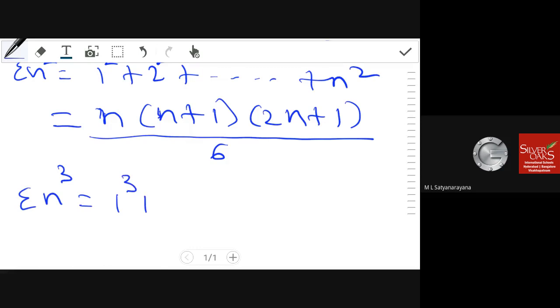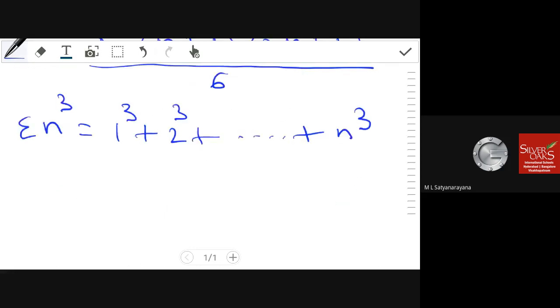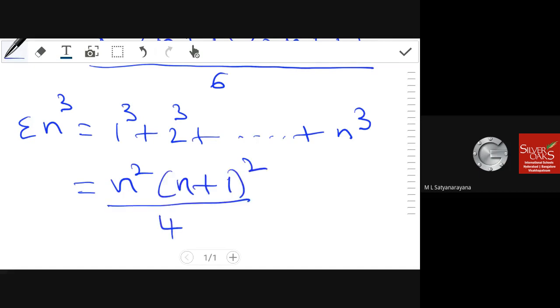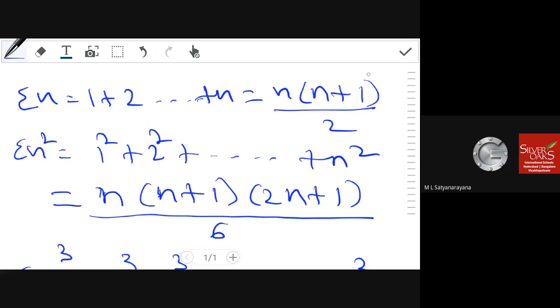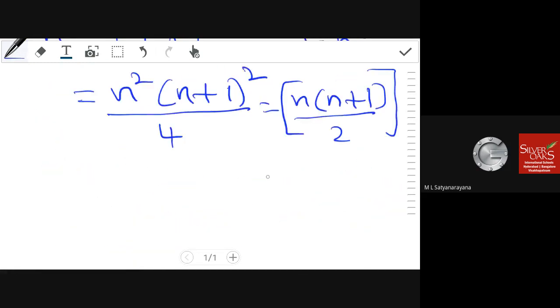Similarly, the sum of the cubes of the first natural numbers, 1 cube plus 2 cubes so on up to n cube. The formula is n square into n plus 1 whole square by 4. This can be written as n into n plus 1 by 2 whole square. And what is n into n plus 1 by 2? It is sigma n. So this can be written as sigma n cube.